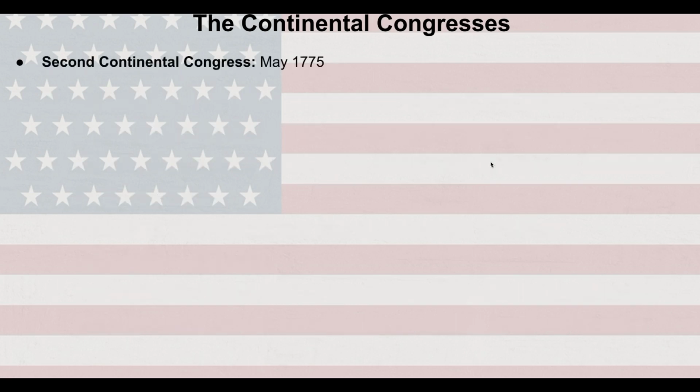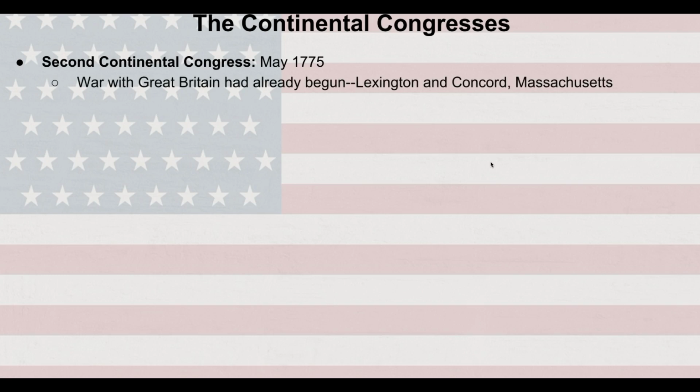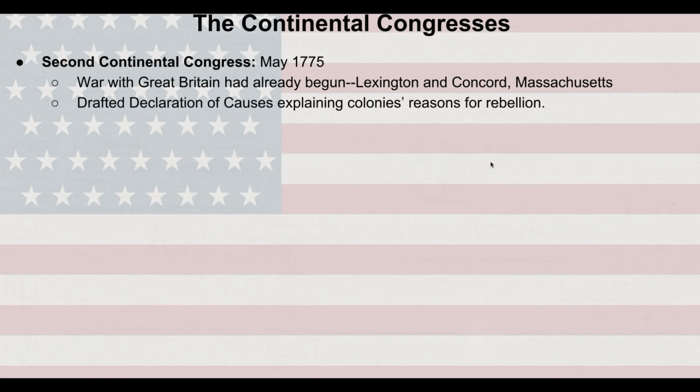And then the Second Continental Congress will meet in May of 1775. By this time, war with Great Britain had already begun, and we've already seen the battles at Lexington and Concord in Massachusetts. So at the Second Continental Congress, they are going to declare their causes of rebellion. They're going to draft what is called the Declaration of Cause, which explains the colonies' reasons for rebelling against the British Crown.